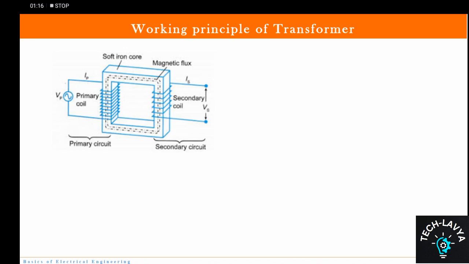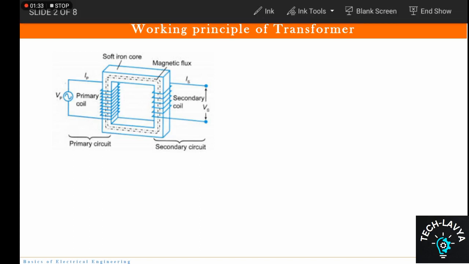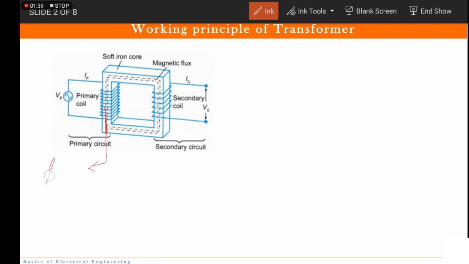So it has a rectangular core. That core is made up of soft iron material. Input is applied at the primary coil. Now it has two coils wound on two limbs. Now what do you mean by limb? This portion is called limb. So in fact even this is limb.